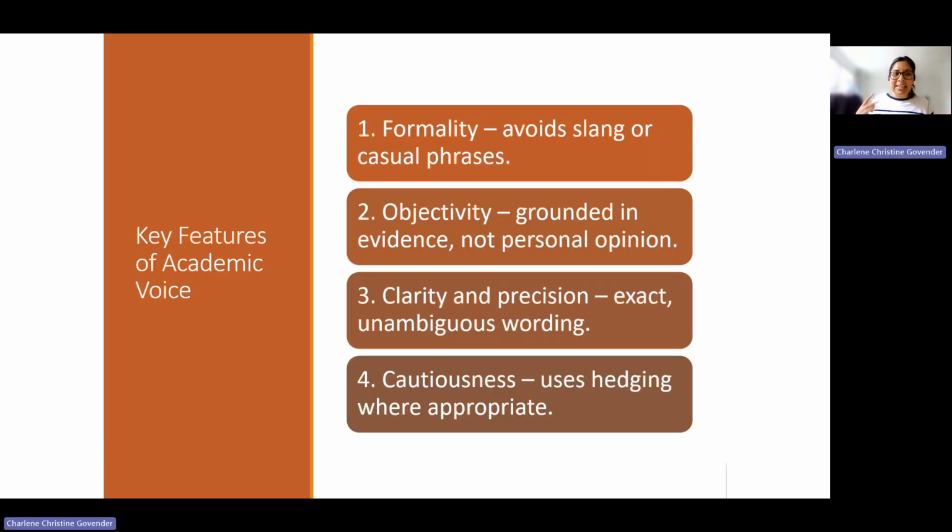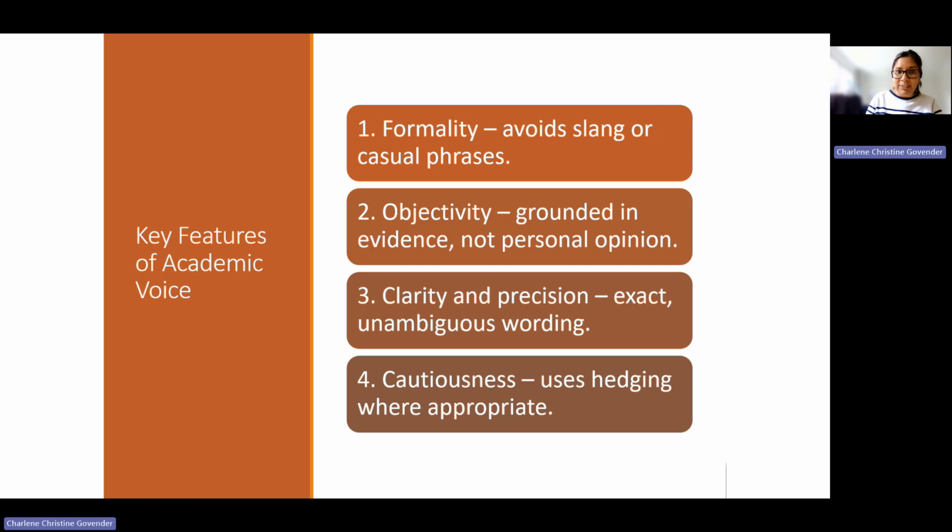Okay, so let's get into the key features of academic voice. There are basically four main features. The first one is one that you probably know, and that is formality. This is when you're avoiding slang and casual phrases like "hi there, how are you doing?" or other very informal writing.